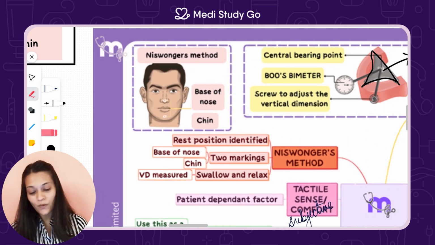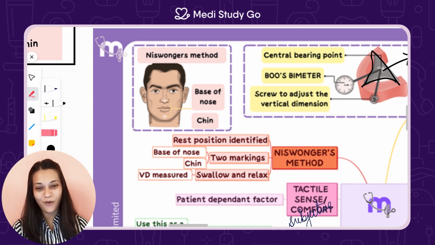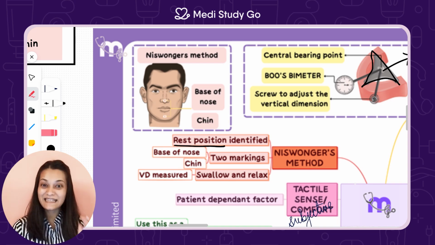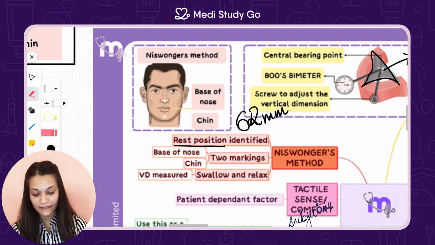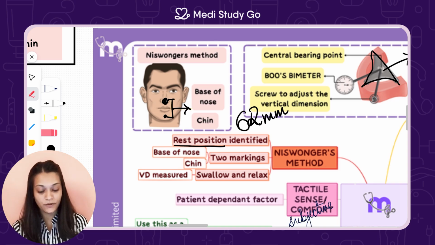Coming on to the most frequently used and what we love, Niswonger's method. What does Niswonger's method do? It is going to identify the rest position first. Now you know this was the measurement. Let's say your rest position was at 62 mm. So you have 2 points placed, one at the tip of your nose, one at the base of your chin. You measure it because you have already identified your rest position.